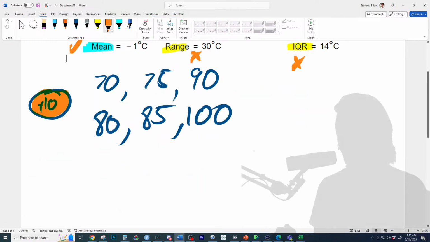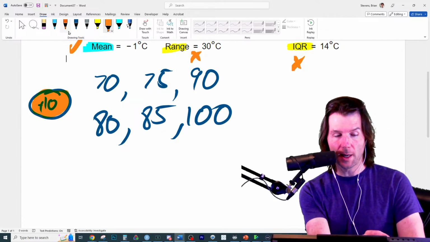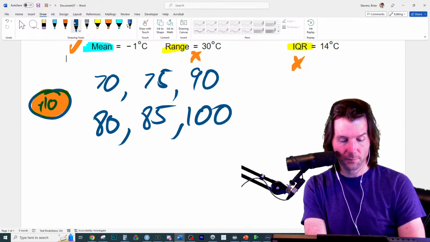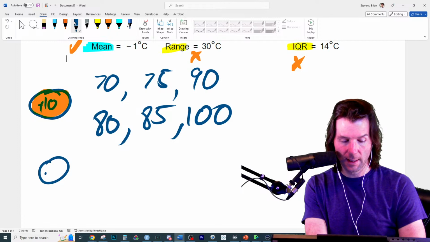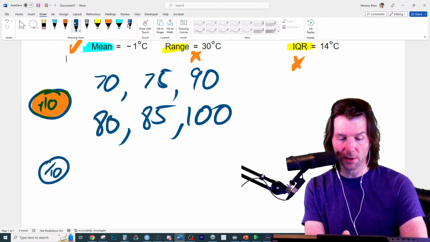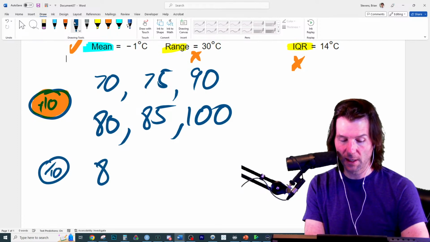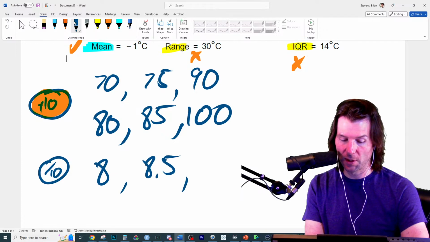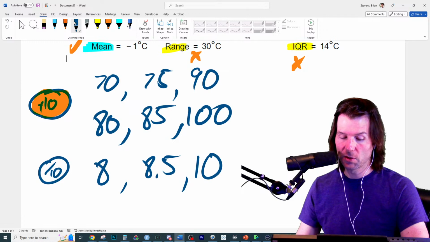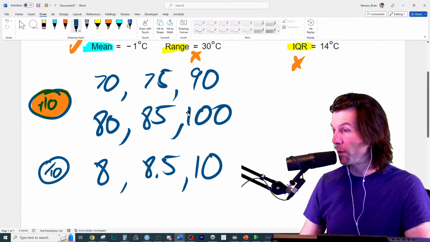I have to enter these in the grade book out of 10 now. So I'm going to take your grades and divide them by 10. So now we're dividing these by 10. So this person got an 8. This person got an 8.5. This person got a 10. So now we have scaled the data.